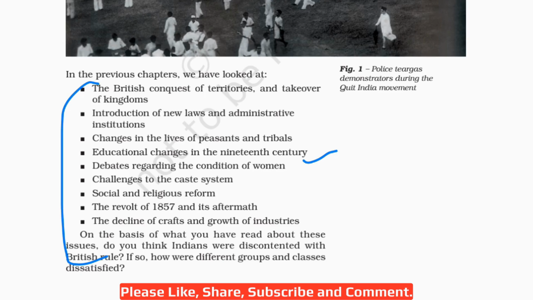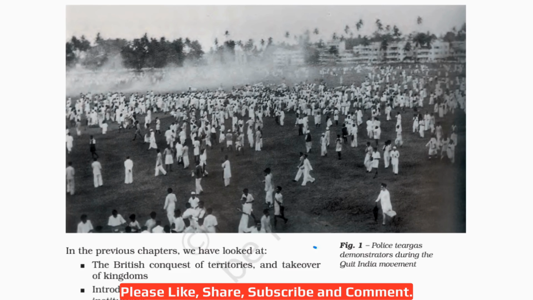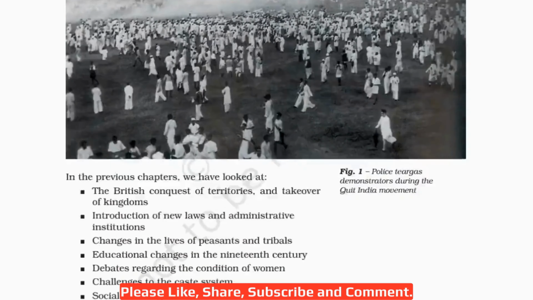Okay, so now on the basis of what you have read about these issues, do you think Indians were discontented with British rule? If so, how were different groups and classes dissatisfied? Okay, see here this figure 1. This is police tear gas demonstrators during the Quit India movement. Okay, this is a picture of the Quit India movement.